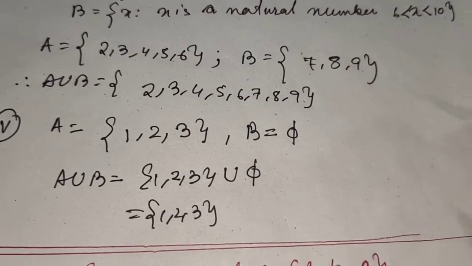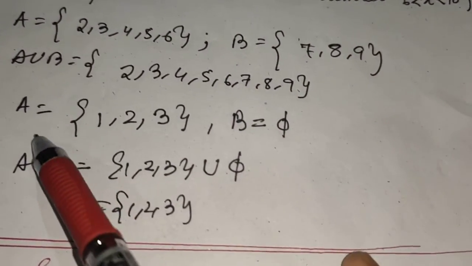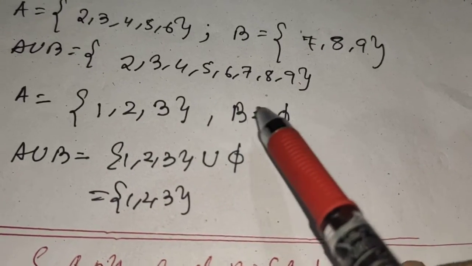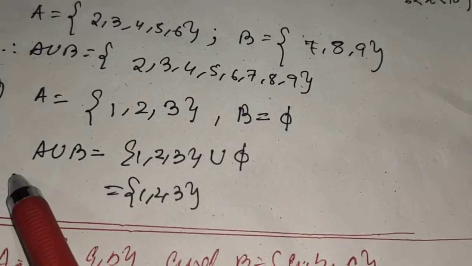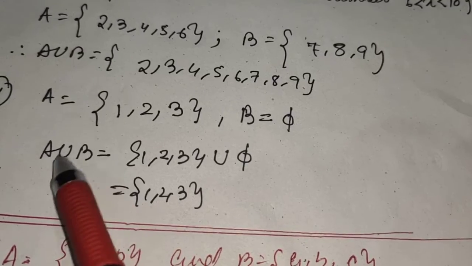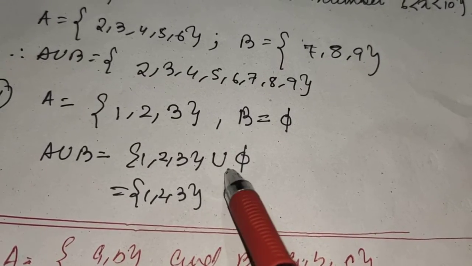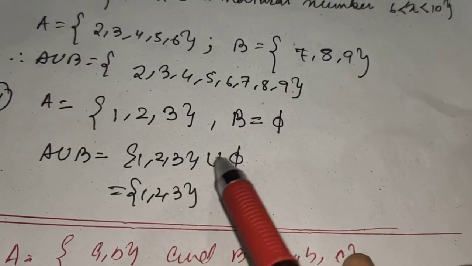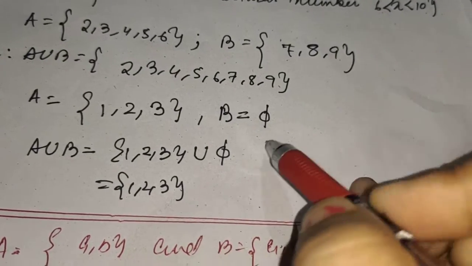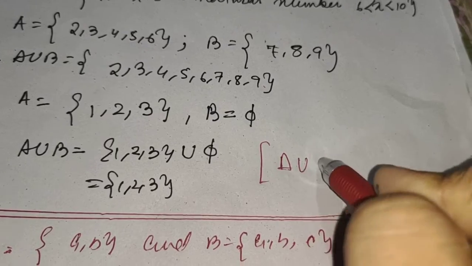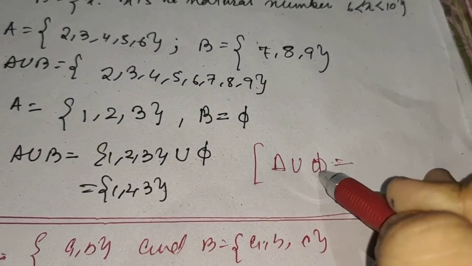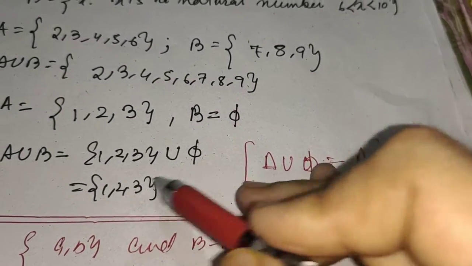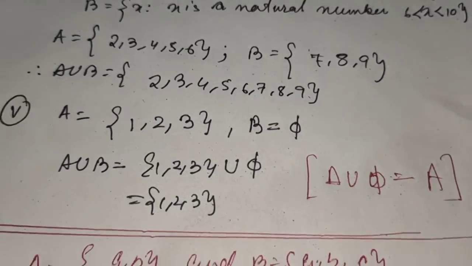Now question number 5 of the same question: A is given 1, 2, 3 and B is given as empty set. So what will be A union B? A union B will be 1, 2, 3 union the empty set. Anything in union with the empty set will be the same set. So we know that A union empty set equals A. That is why it will be 1, 2, 3 only. This is your question number 1.